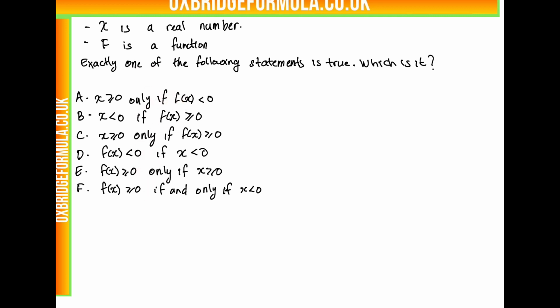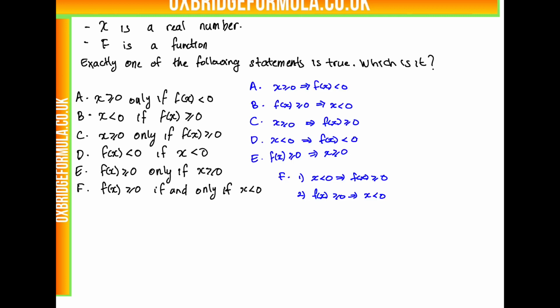So that means some of the statements will be contradicting each other, and you want to know which one contradicts nothing. Okay, so the first thing I think we should do is try and convert each of these statements into implications. For example, the first one is saying x is bigger than or equal to 0 only if f of x is less than 0. That means if x is bigger than or equal to 0, then we know that f of x is less than 0.